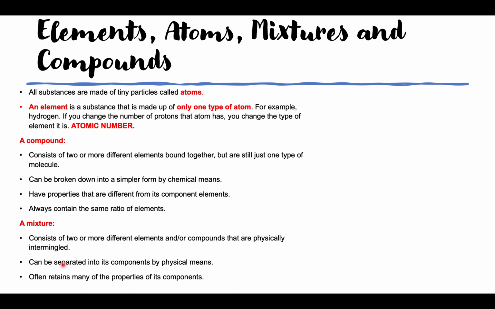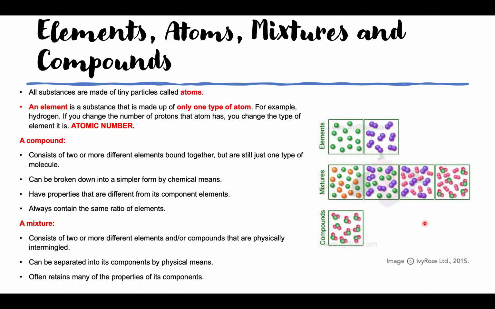In regards to that second bullet point about being separated by physical means, let's take the example of salt water. So if you boil salt water, the water will have evaporated, but the salt won't. So the substances have been separated by physical means. Physical means include things like changes of state, in this case the act of boiling.